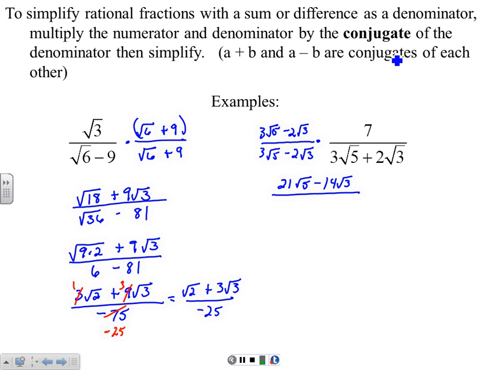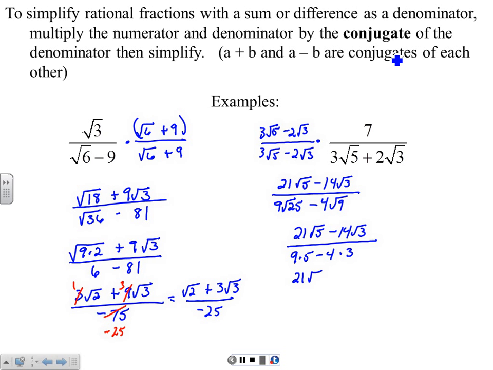So 3 square root of 5 times 3 square root of 5 is going to be 9 square roots of 25, and then 2 square root of 3 times 2 square root of 3 is going to be 4 square roots of 9. So we'll simplify. On the top there's nothing that we can do because there's not a perfect square that'll go into 5 and 3, and you can't put those together, they're not like terms. But on bottom this is going to turn into 9 times 5 minus 4 times 3.